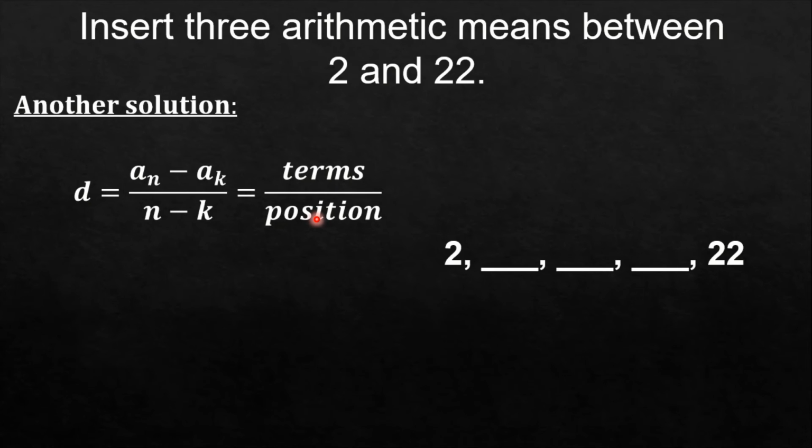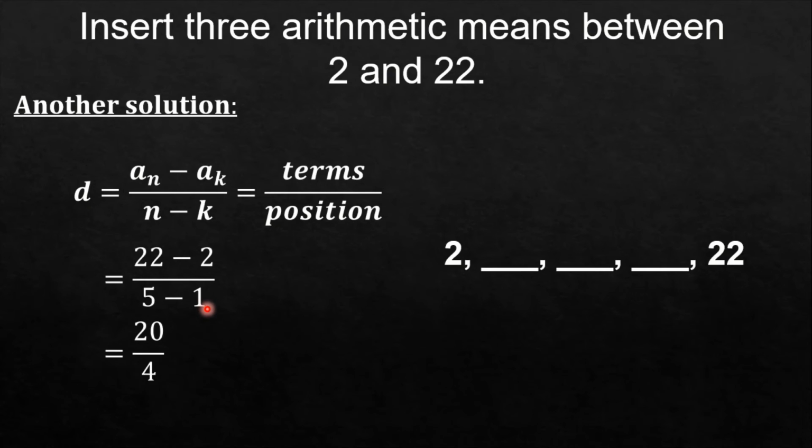So, gamitin natin siya to solve for D. So, una muna, for the numerator, subtract natin ang mga terms. So, simulan natin dun sa nahuling term minus yung naunang term. So, 22 minus 2. All over, yung nasa baba naman or denominator, we subtract their positions. Pang ilan si 22? First, second, third, fourth, fifth. Kaya 5 to. Pang ilan si 2? First term. Kaya 1 to.